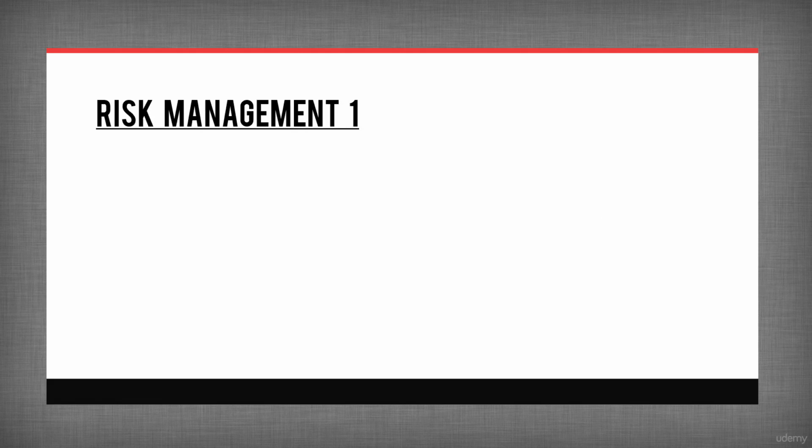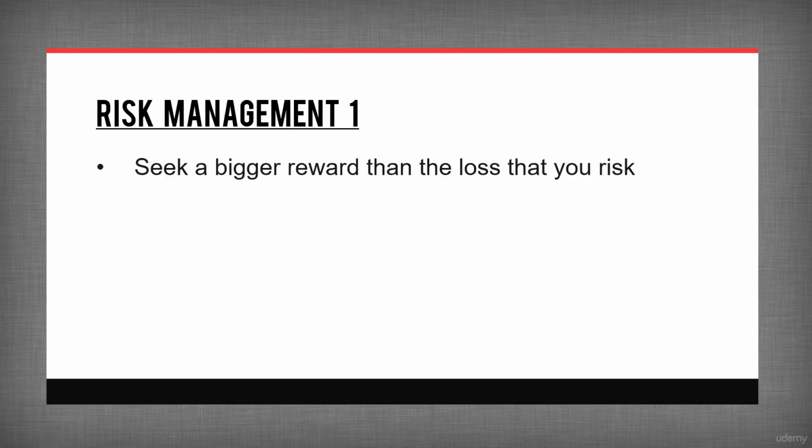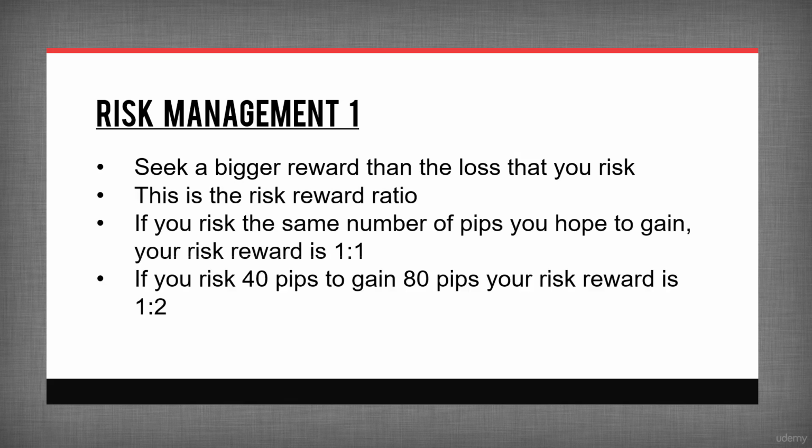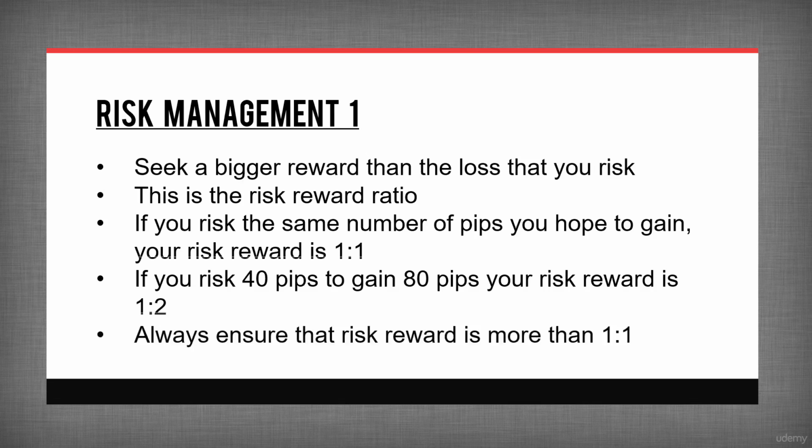Rule number 1 of risk management is to always seek a bigger reward than the loss that you are willing to risk. Now this is what we commonly refer to as our risk-reward ratio. In essence, if you are risking 50 pips in a hope of gaining 50 pips, you would have a risk-reward ratio of 1:1. If however, you wish to risk 40 pips in order to gain 80 pips, your risk-reward ratio here is 1:2. Now regardless, always make sure that your risk-reward is more than 1:1, as this will help you to make long-term and consistent profits.